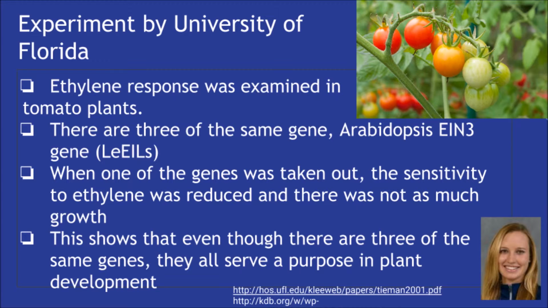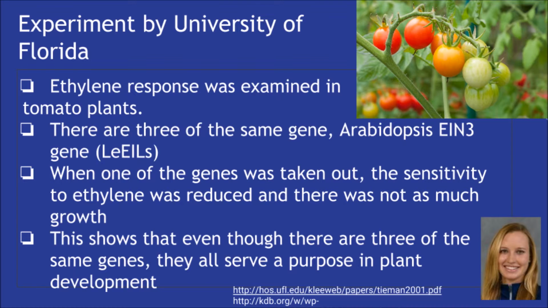Another experiment done to test for functionally redundant genes was done by the University of Florida. They tested the ethylene response in tomato plants. Ethylene is a plant hormone that aids in fruit ripening, abscission, seed germination, and stem elongation. It's also responsible for the triple response.